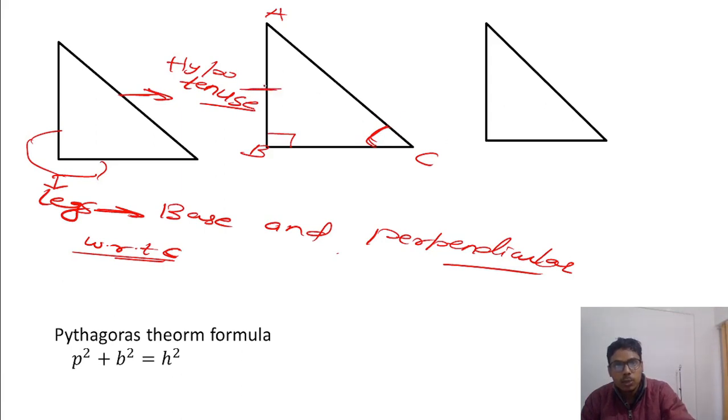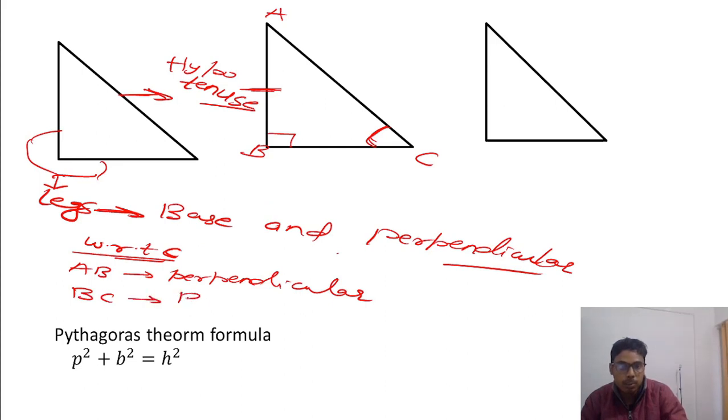Which side is opposite to the angle C? That is AB. So AB is said to be the perpendicular with respect to C. If I want to see the triangle from angle C, then AB becomes the perpendicular. Once I have decided the perpendicular, the other leg, BC, is obviously the base.